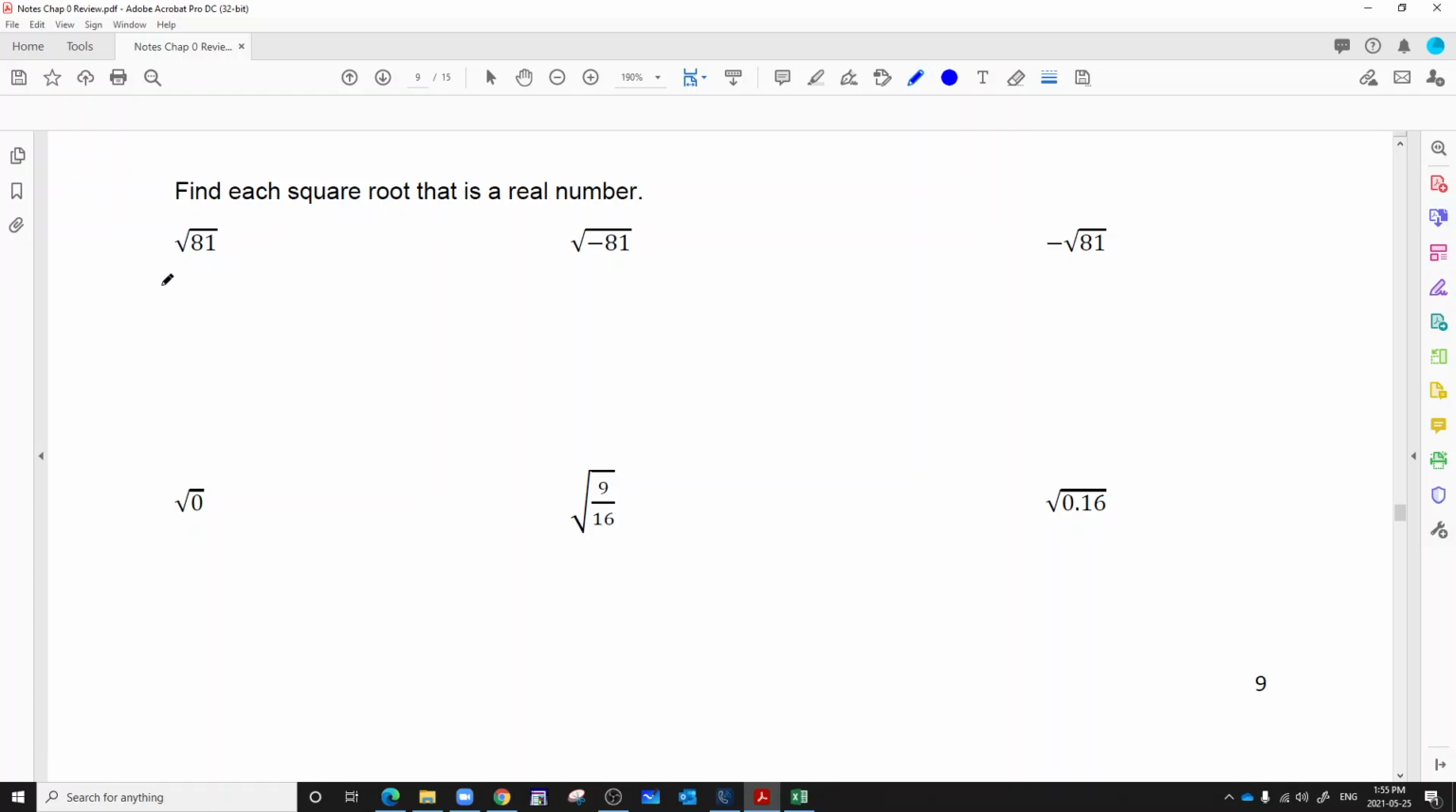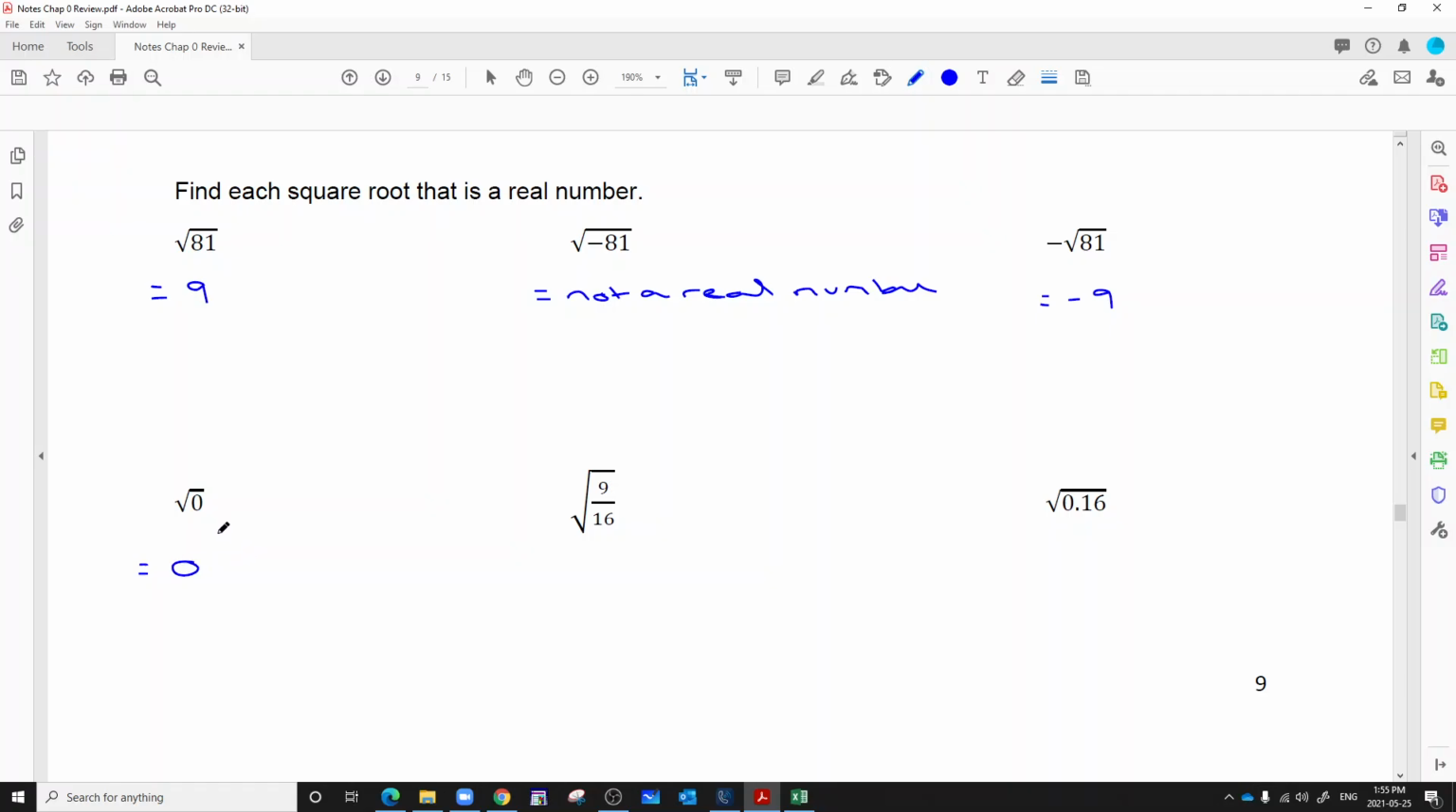All right, so hopefully you gave these ones a go. The square root of 81 is 9. You can just look above, or maybe you're starting to recognize that as a perfect square. Square root of -81, you're going to say not a real number. Okay, it does not exist in the real number system. Whereas -1 times the square root of 81 is -1 times 9, or -9. Square root of 0 is 0, right?